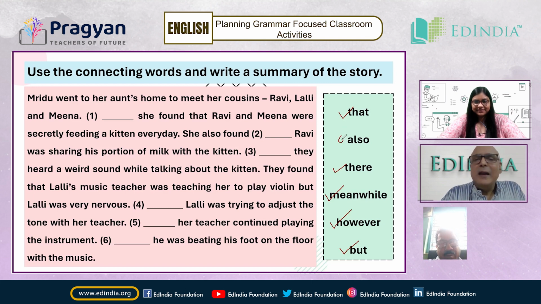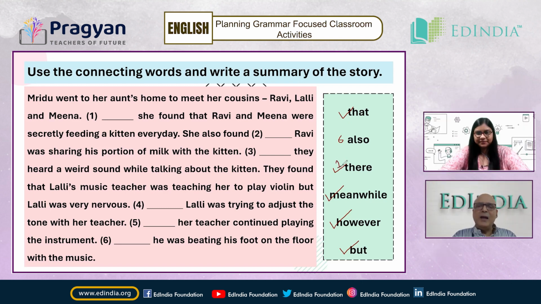So see, now it reads like a story. If you now read it, it will not be like Mridu went to her aunt's home and then she found that, and then she also found Ravi was sharing, or they heard a weird sound. Now you have connectors. So the use of these words makes the story a running thing. From the first sentence to the last sentence, a movement is visible in the story.